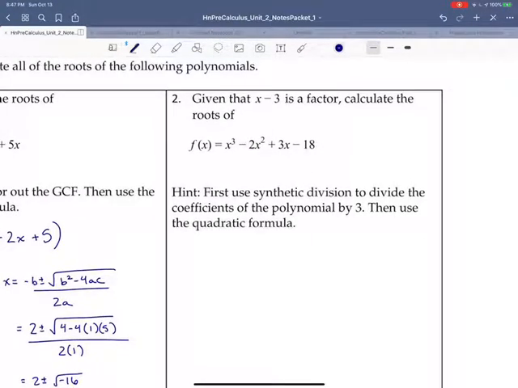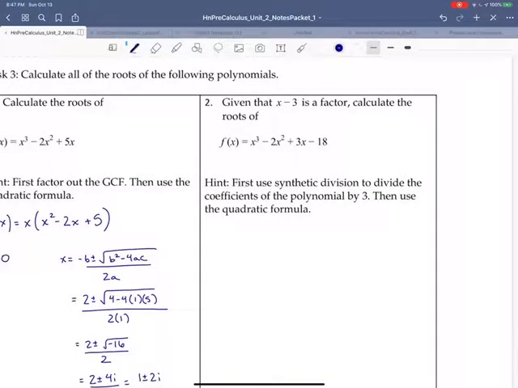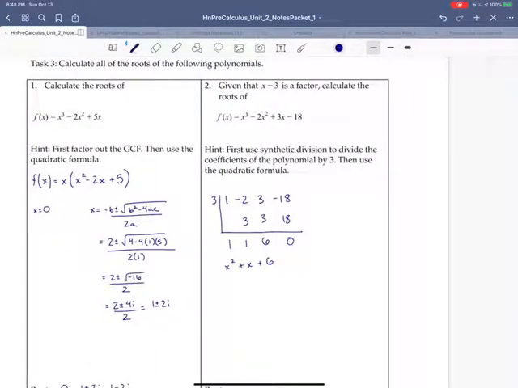Given that x minus 3 is a factor, we're going to calculate the roots of this cubic. The hint that we're given is we should first use synthetic division to divide the coefficients of the polynomial by 3, and then use the quadratic formula. Okay, so when we use synthetic division, we get the depressed polynomial x squared plus x plus 6. Then we use the quadratic formula.